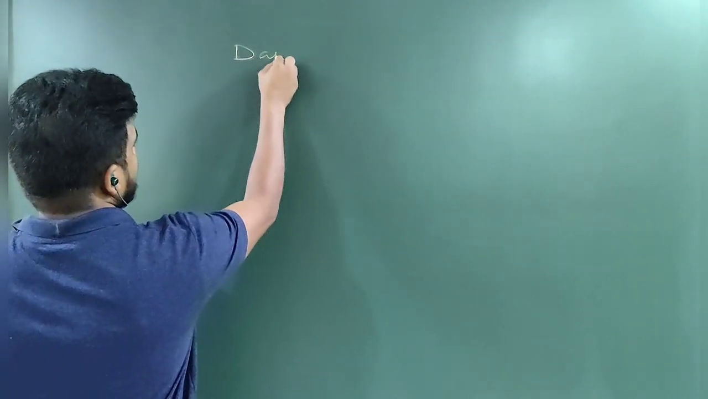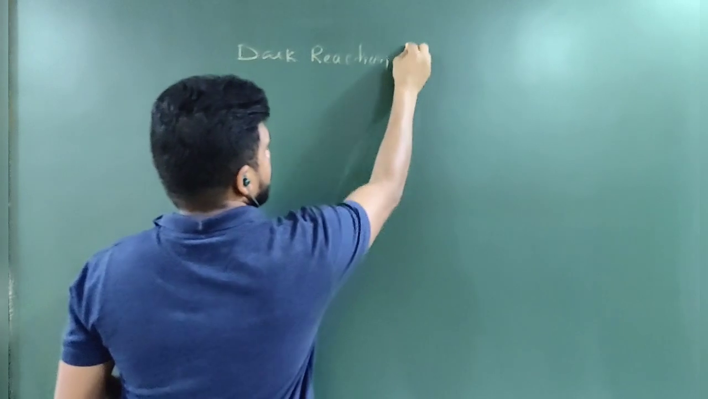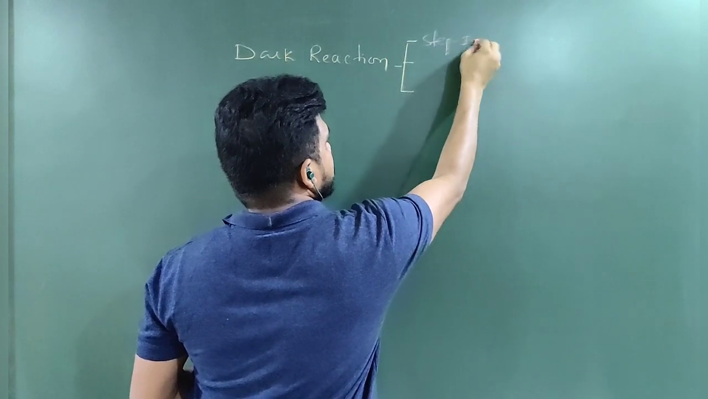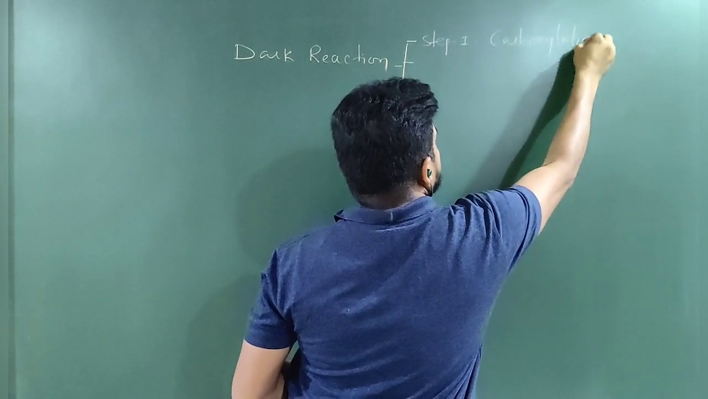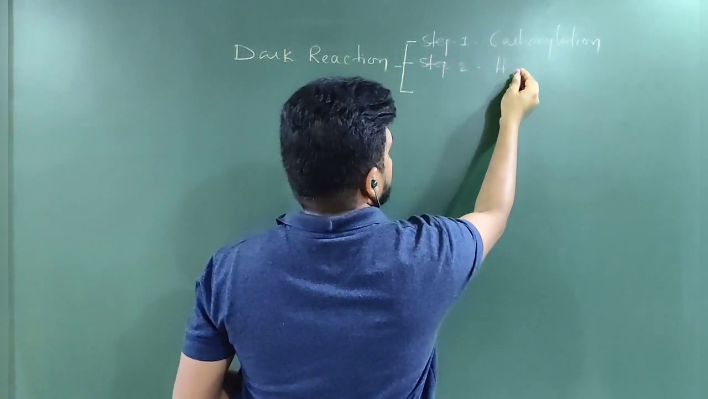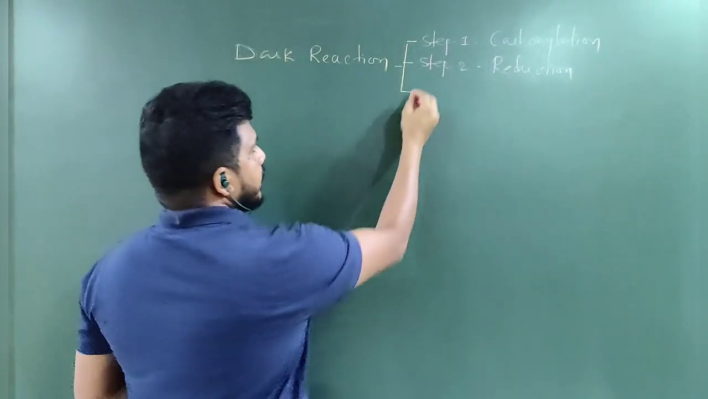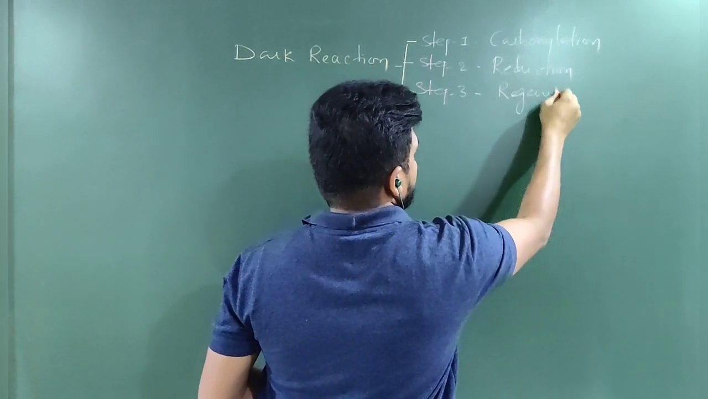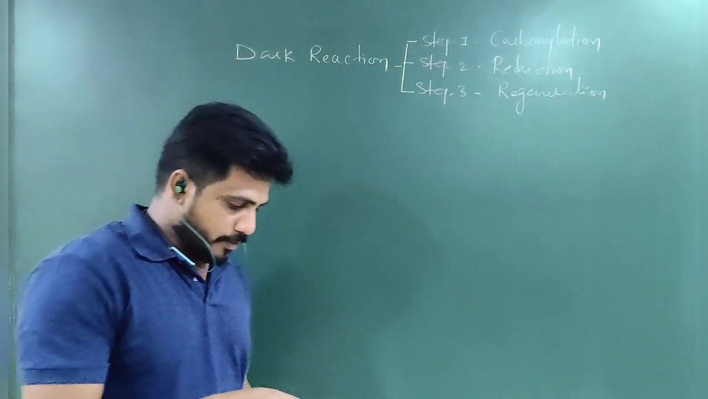So the dark reaction consists of 3 steps. Step 1 is carboxylation. Step 2 is reduction, and step 3 is regeneration. This is what we learned in the last class with the help of some cyclic phenomenon.